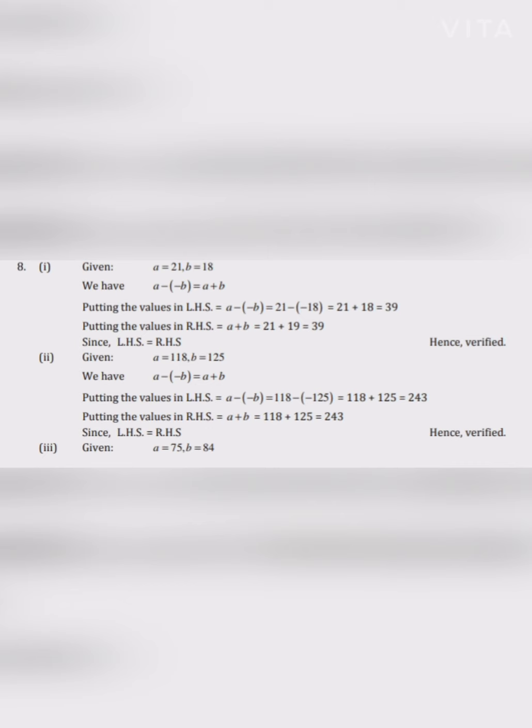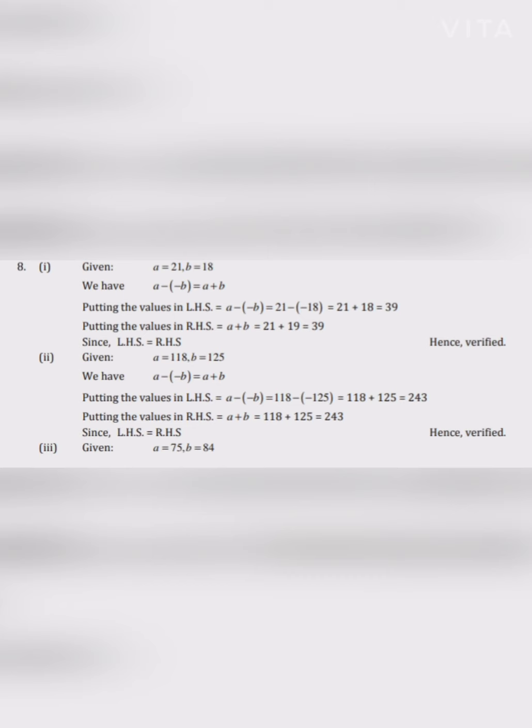Putting the values in LHS, a minus b is 21 minus 18 will be 21 plus 18, which is equal to 39. Putting the values in RHS, a plus b, 21 plus 18 is equal to 39. Since LHS is equal to RHS.